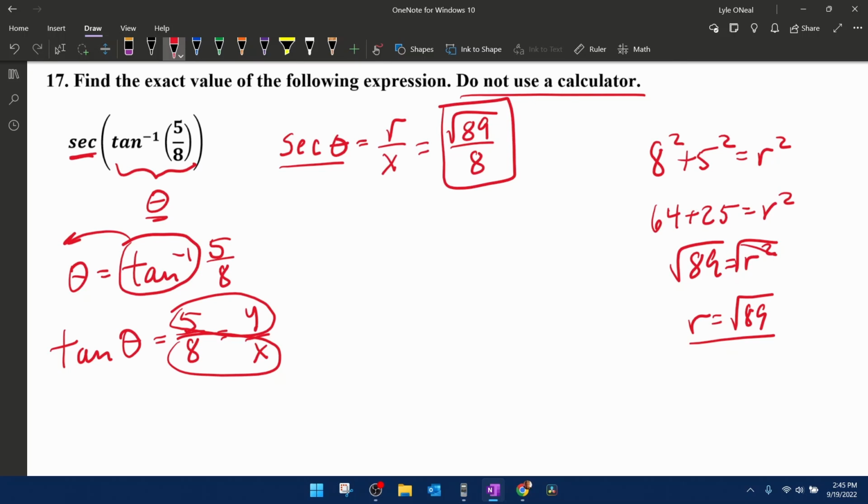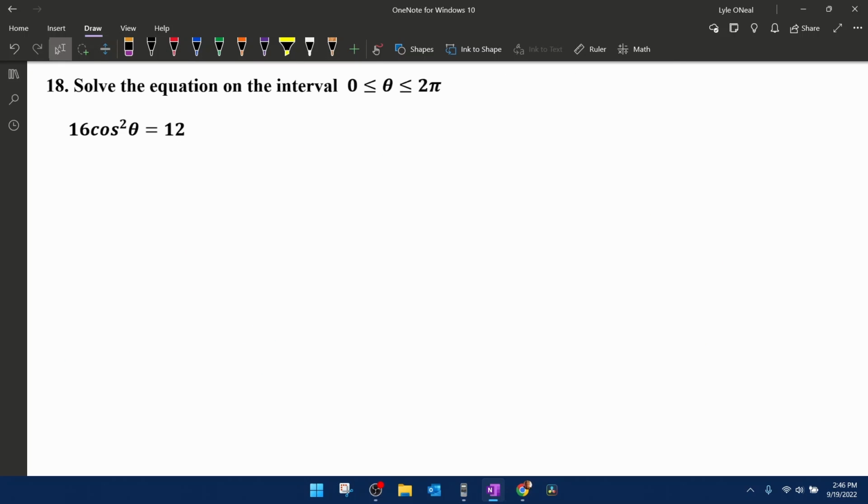And that's done. Next, question 18. We need to solve the equation on the interval from 0 to 2 pi. First step, we need to isolate the trig function, dividing both sides by 16 to get rid of the coefficient of the trig function. 12/16 reduces to 3/4.